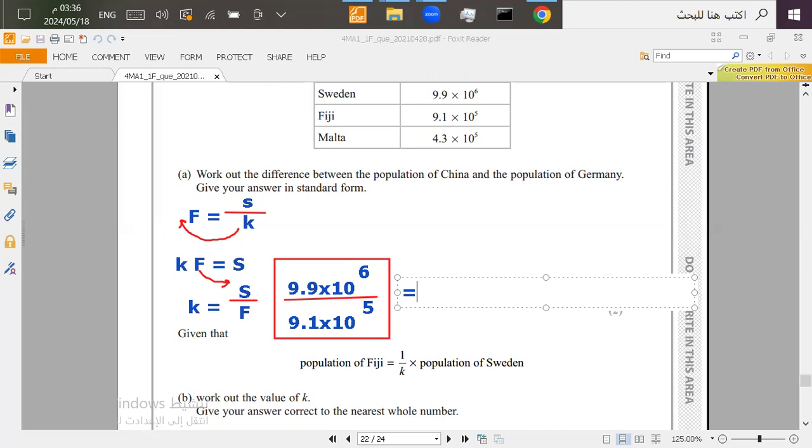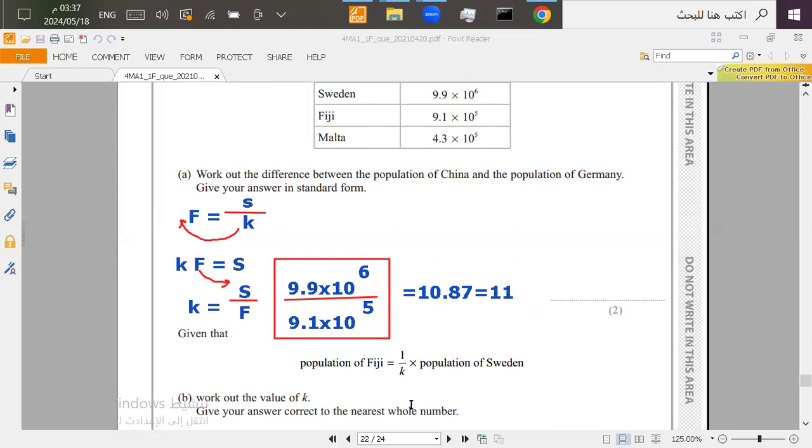And the final answer is 10.87. Now they need the answer in the nearest whole number. It means rounded to the nearest whole number. So it's 11. So the value of k is 11 to the nearest whole number.